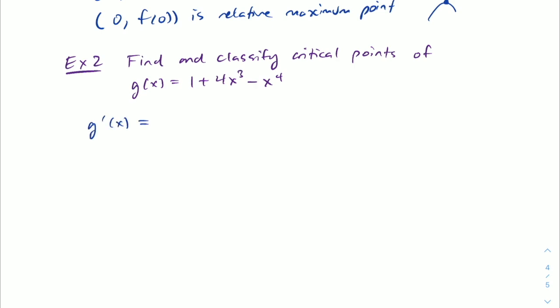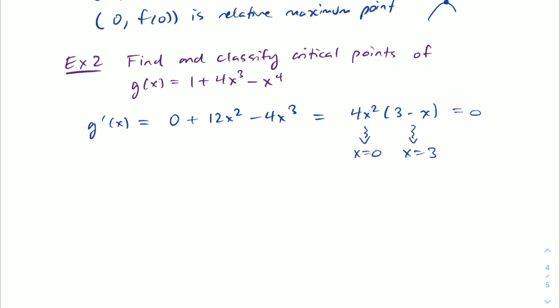We'll get 0 plus 12x squared minus 4x cubed. Let's factor this so we can find its zeros. We'll factor out 4x squared. We'll get 3 minus x. So the zeros are x equals 0 and x equals 3. Those are the two places where the derivative is 0.